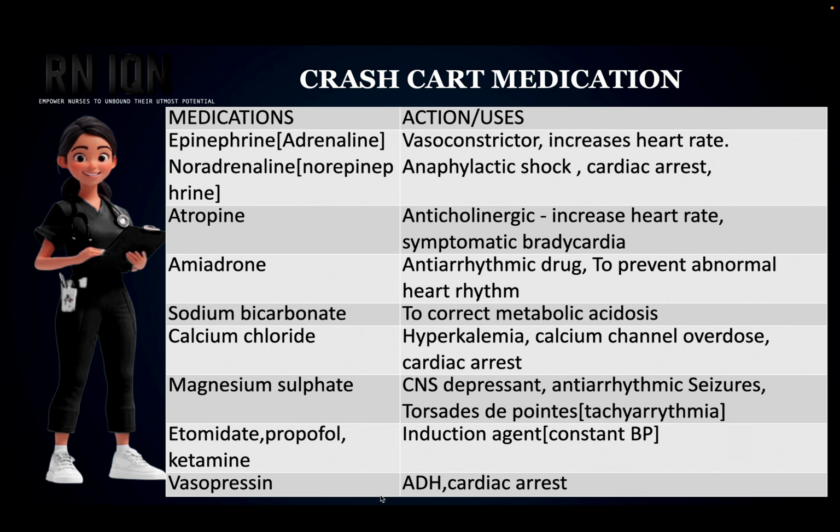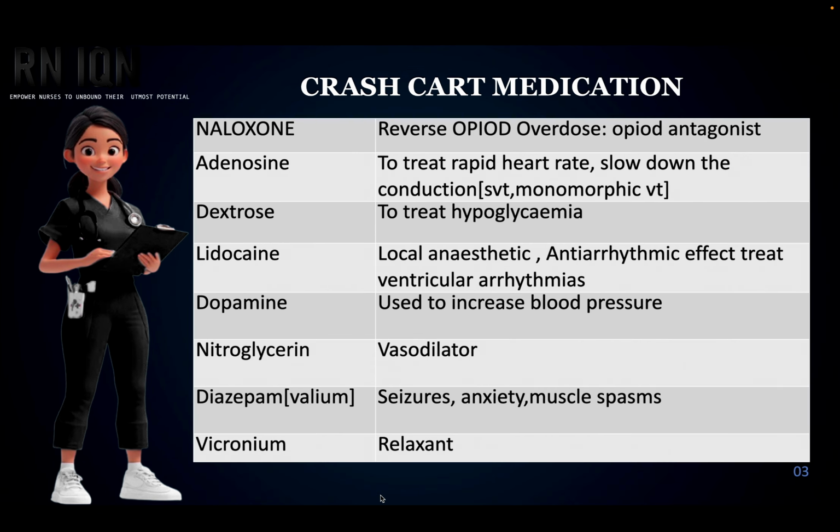Etomidate, propofol and ketamine are collectively called induction agents, that means they are used before intubation, especially in rapid sequence intubation. In emergency situations, we are giving these to patients to sedate the patient quickly and keep the BP stable during intubation. Vasopressin is a hormone with vasoconstrictor effect. It is used in cardiac arrest, and it is used with epinephrine to improve the circulation during CPR.